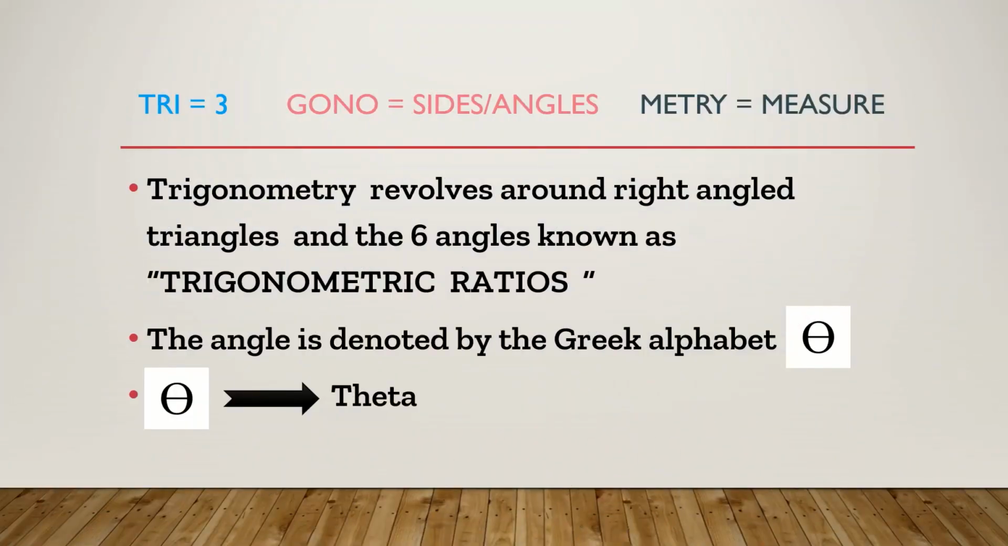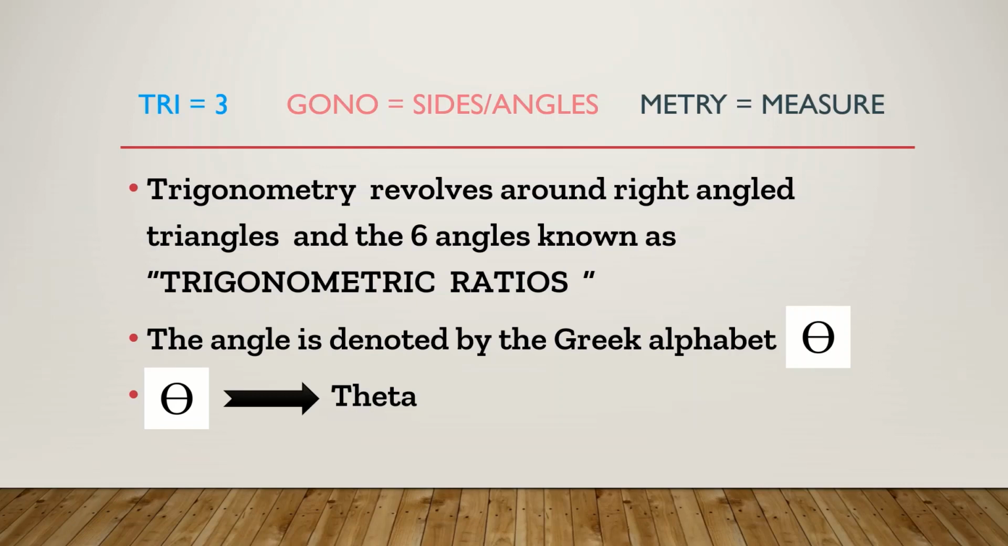The word trigonometry is originated from the Greek words tri meaning three, gonia meaning sides and angles, and metron meaning measure. Hence, the word trigonometry means three-angled and three-sides measure. That is, it is the study of the geometrical figures which are having three angles and three sides, that is, triangles.